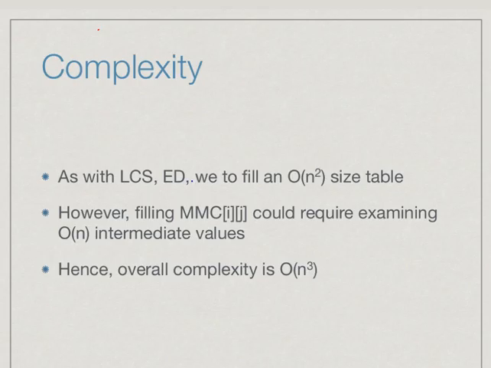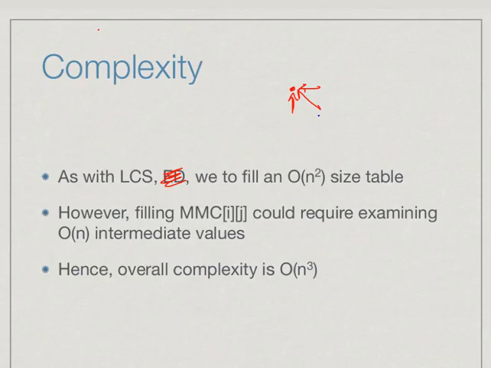So as with the LCS problem, we have to fill an order n squared size table. But the main difference between LCS and this is that in order to fill an entry in the LCS table, we had to look at only a constant number of entries. So order mn or order n squared, but each entry takes constant time, so the effort involved is the same as the size of the table.